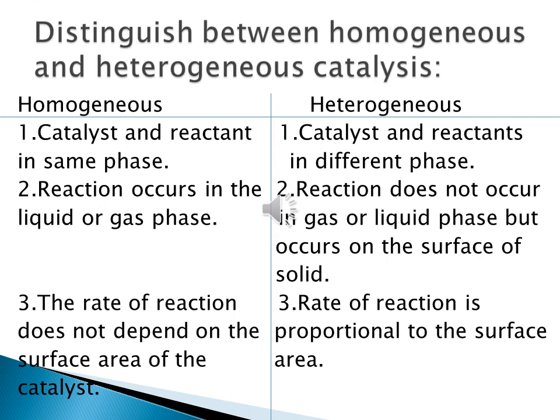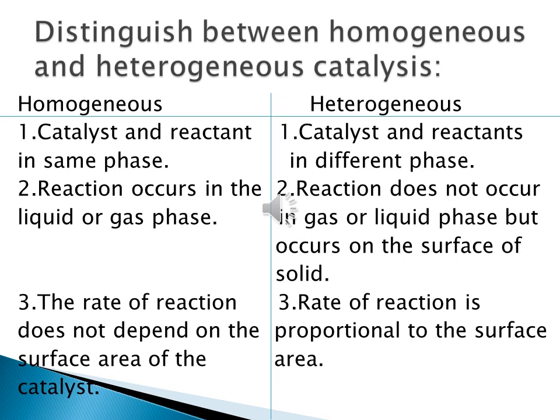Next, let us see the differences between homogeneous and heterogeneous catalysis. For homogeneous, from the definition I can say the catalyst and the reactant should be in the same phase. But for heterogeneous, the catalyst and reactants will be in different phases. In homogeneous, the reactions will happen only in the liquid or gaseous phase, but in heterogeneous, you need a solid surface. Homogeneous, the rate does not depend on the surface area of the catalyst, but heterogeneous, if the catalyst surface area is more, then the rate will be more. You know, no? Then only it will get adsorbed more.